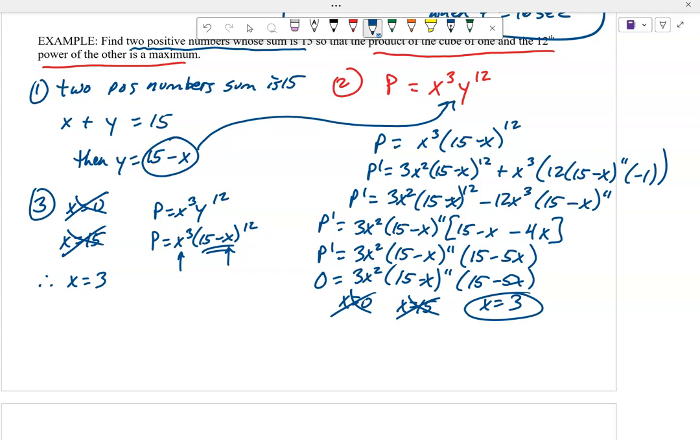If I let x be 3, remember x plus y equals 15. So 3 plus y equals 15. So y would be 12.